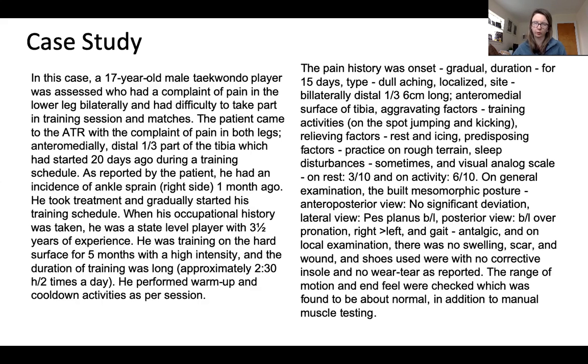What strengthening things can we work on to return him to activity? And how can we modify his training to return to activity? So definitely a case study that we can take a look at today in class.